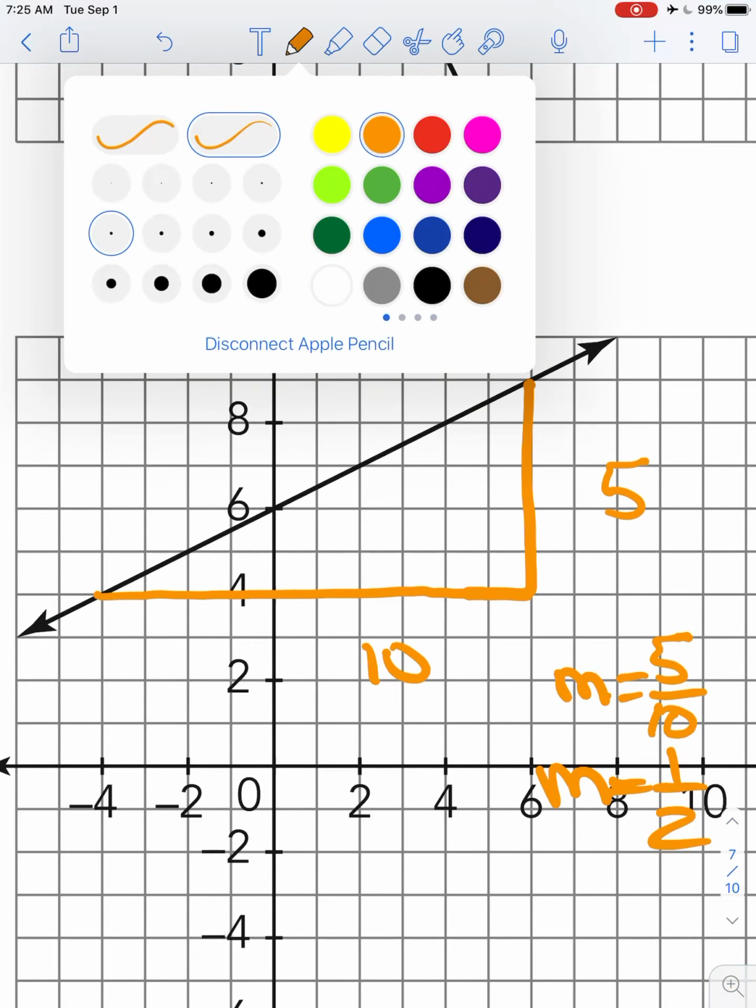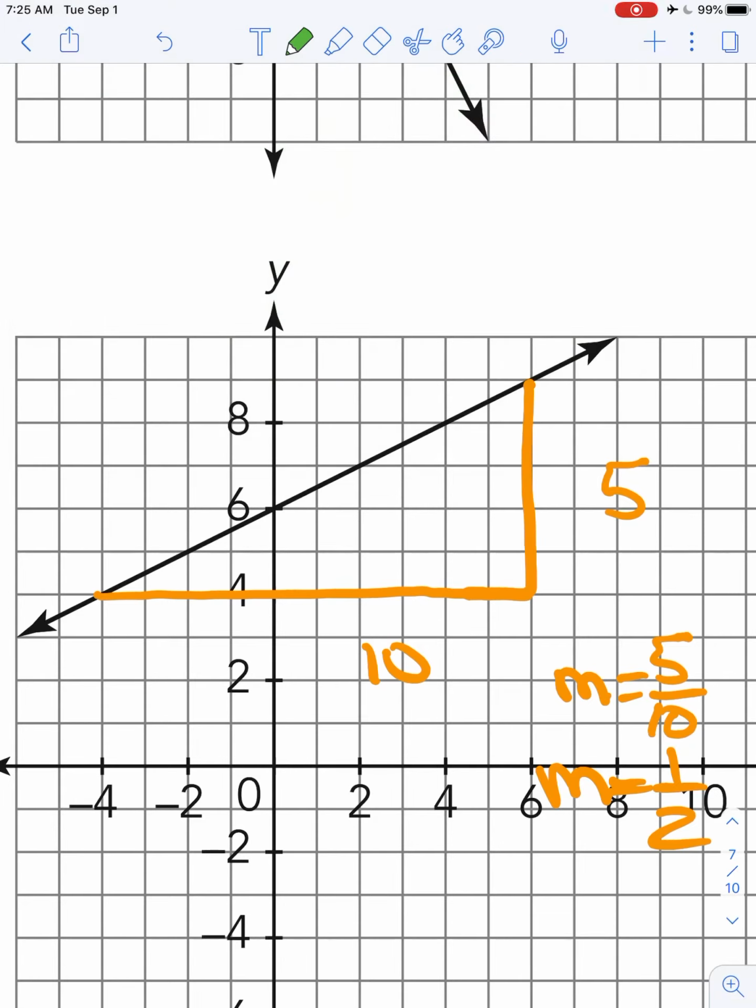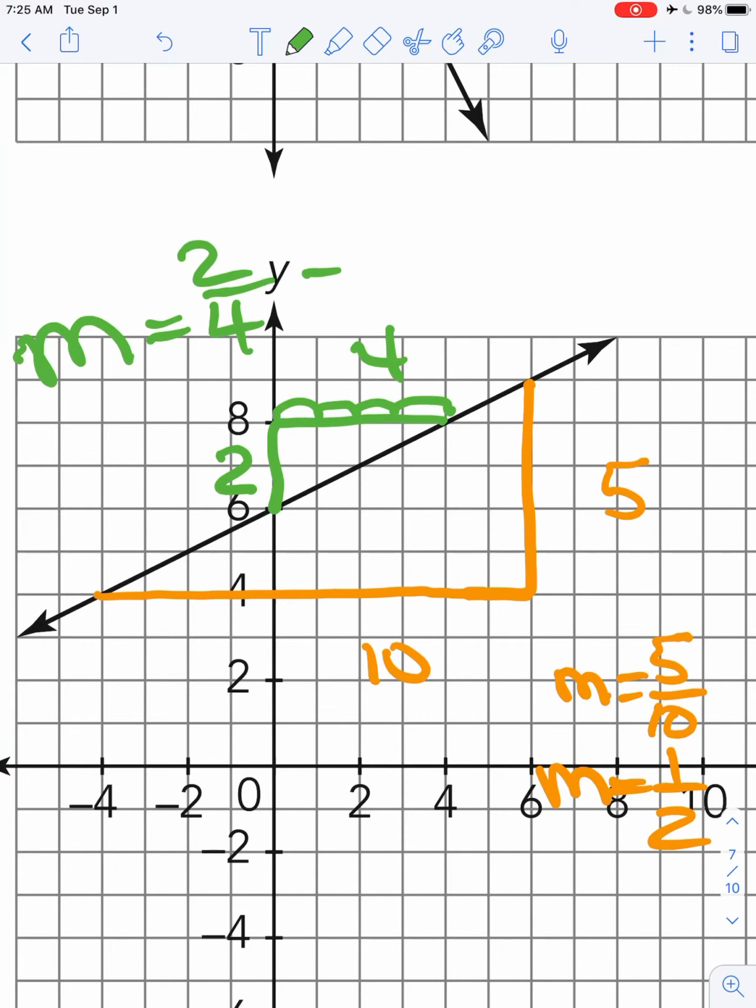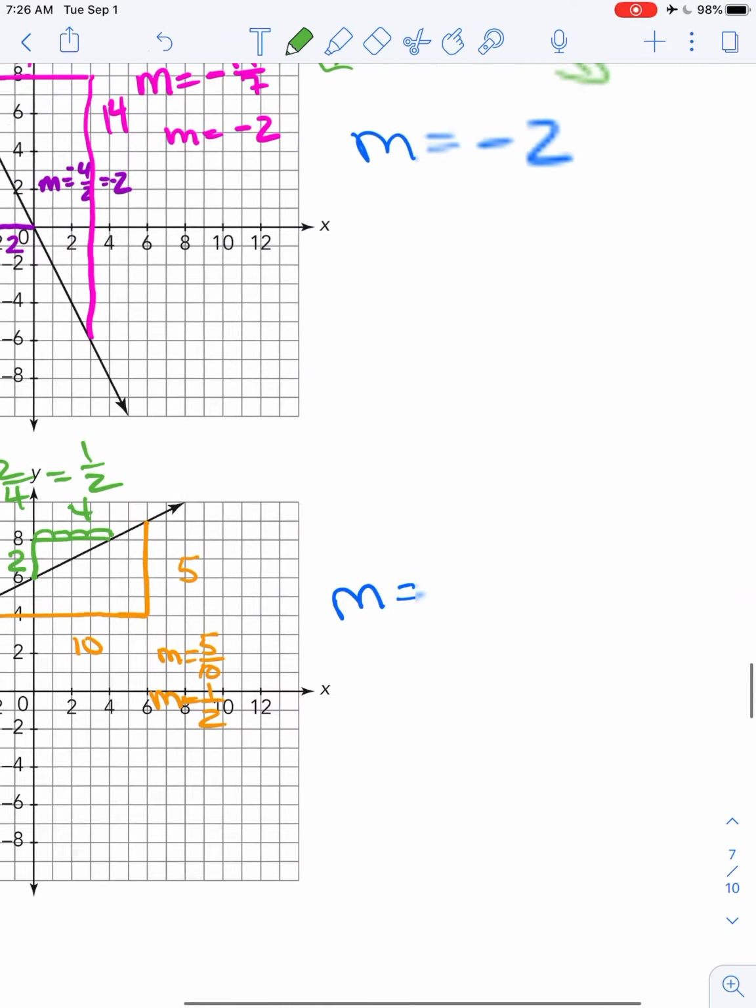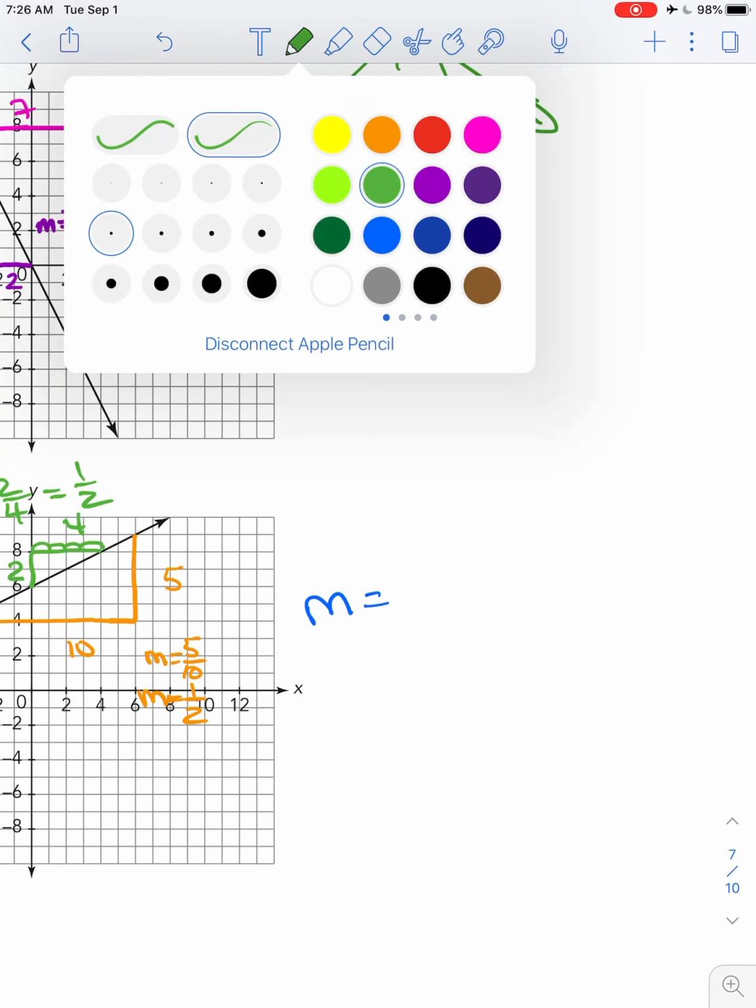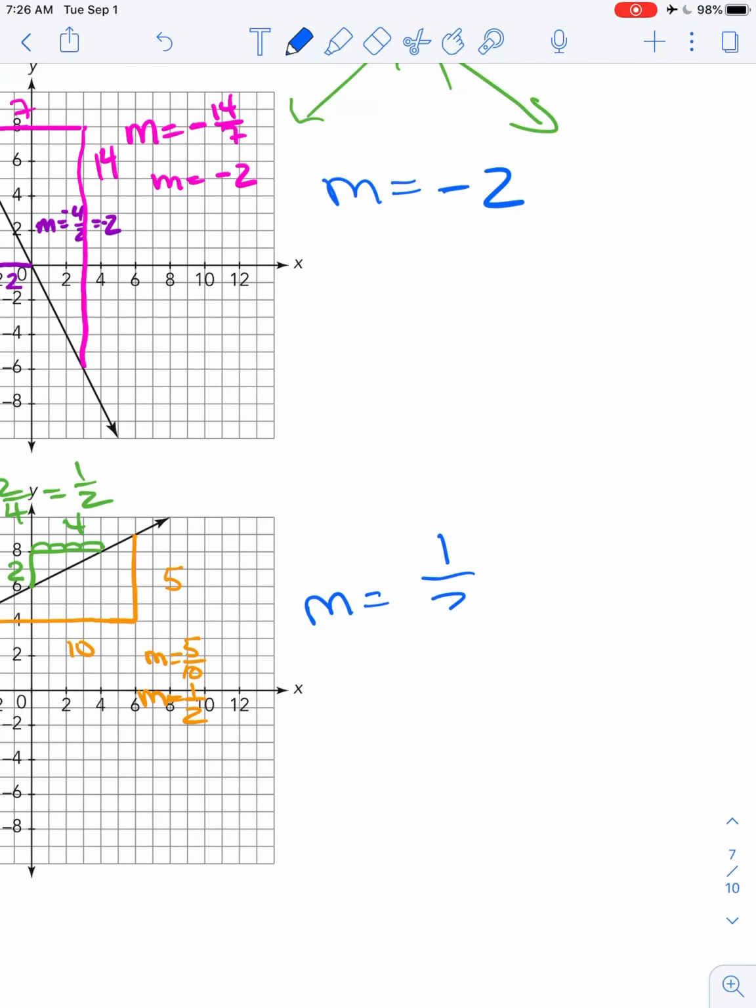Now I'm going to do it again just to make sure that I did it correctly. So I'm going to do here and here. So this goes up 2, this goes over 1, 2, 3, 4. So my slope is 2/4, which would get me 1/2. So my slope on this one is 1/2.